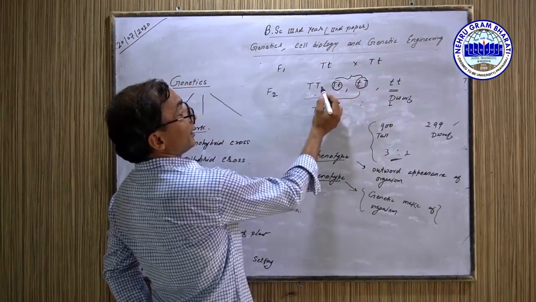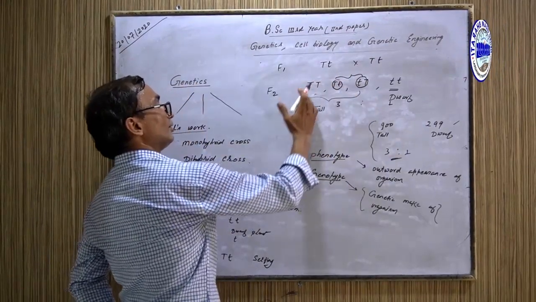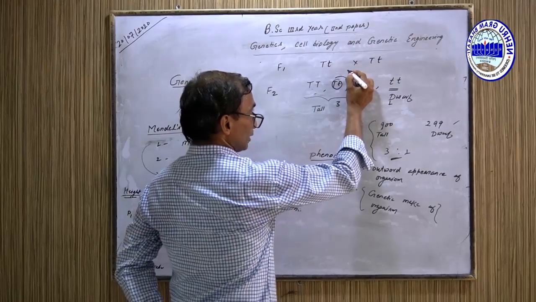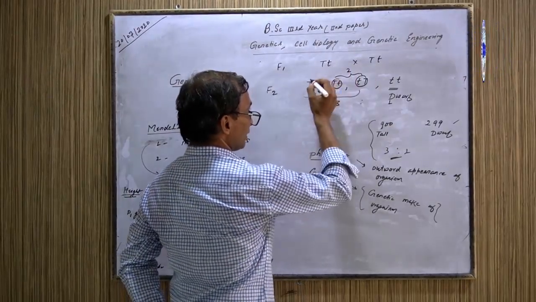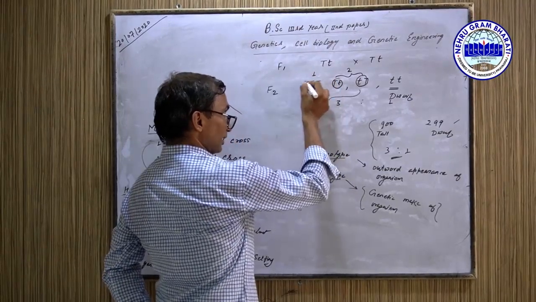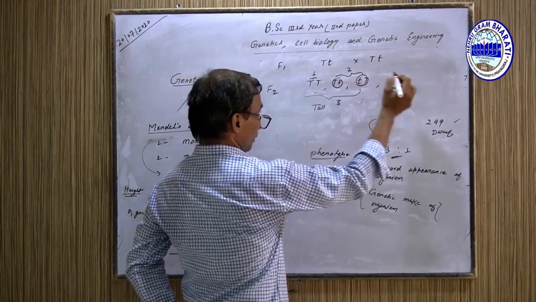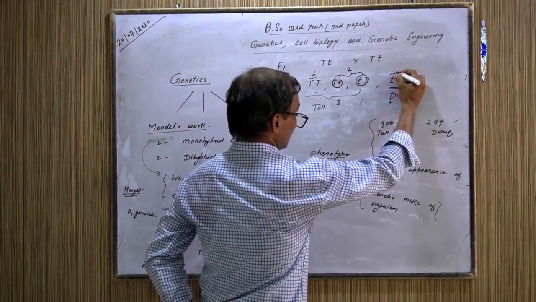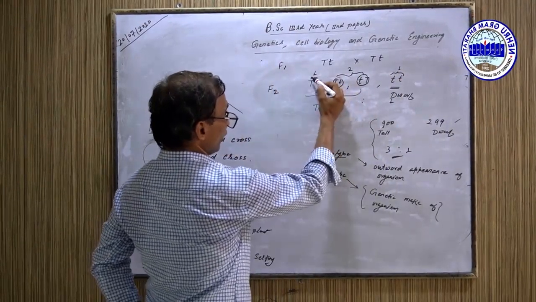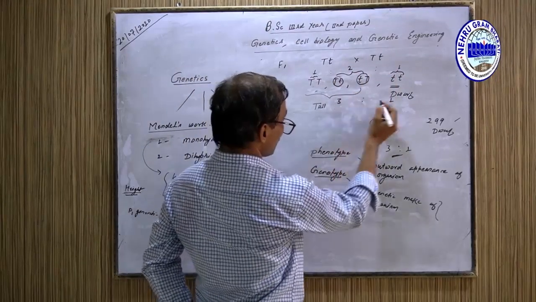So what you see, the genotype is different. Phenotype is same. These are all three are tall. Is that clear? But actually, two are in heterozygous condition. One is pure, or you can say homozygous dominant. Another one is homozygous recessive. So what you see, the genotypic ratio is basically 1:2:1, but the phenotypic ratio is 3:1.